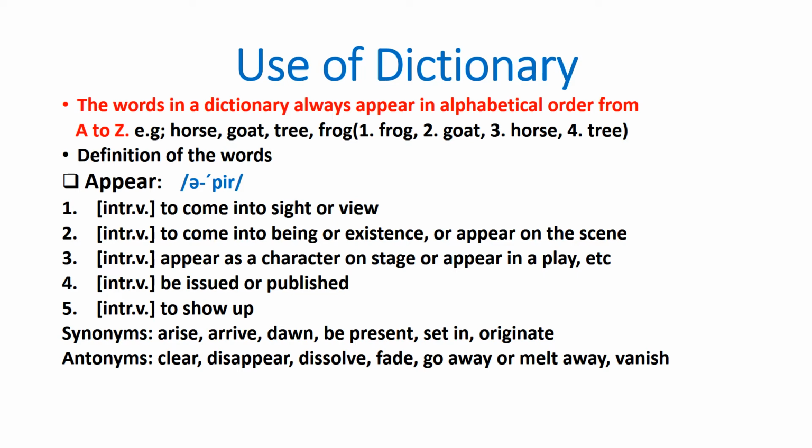When you are using the dictionary, it also gives you the synonyms and the antonyms. Like the word appear, we have the synonyms arise, arrive, dawn, be present, set in, originate, like that. And the antonyms of appear we have here on the slide are clear, disappear, dissolve, fade, go away or melt away or vanish.